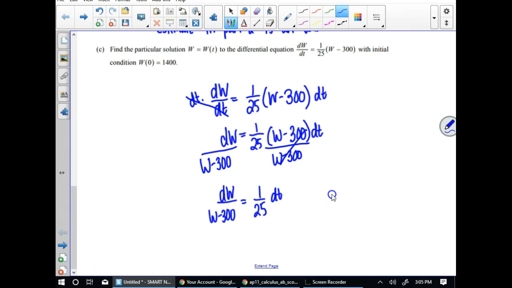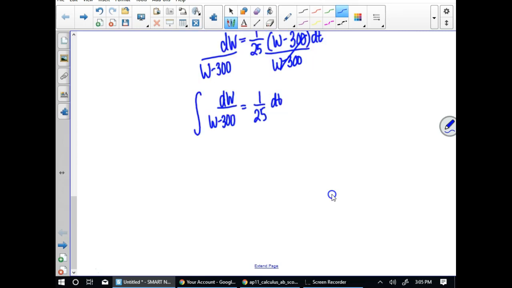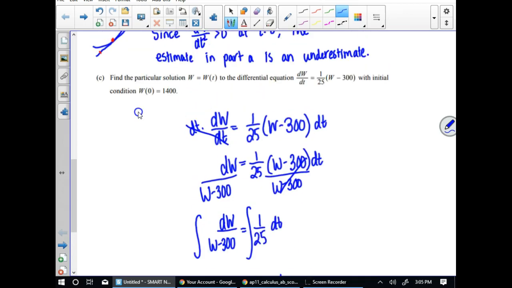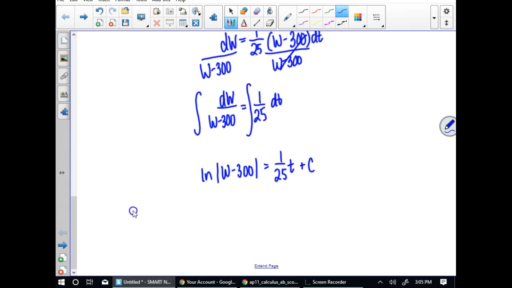So whenever we do this, we're going to integrate here on the left-hand side. We will get the natural log of the absolute value of w minus 300. On the right-hand side, when we integrate, we're just going to get 1 over 25 t plus c. Now, if you'll notice up here, it asks us to find the particular solution, w equals w of t. This means to solve for w. So they don't want us to leave our answer like this. Our answer needs to be solved for w.